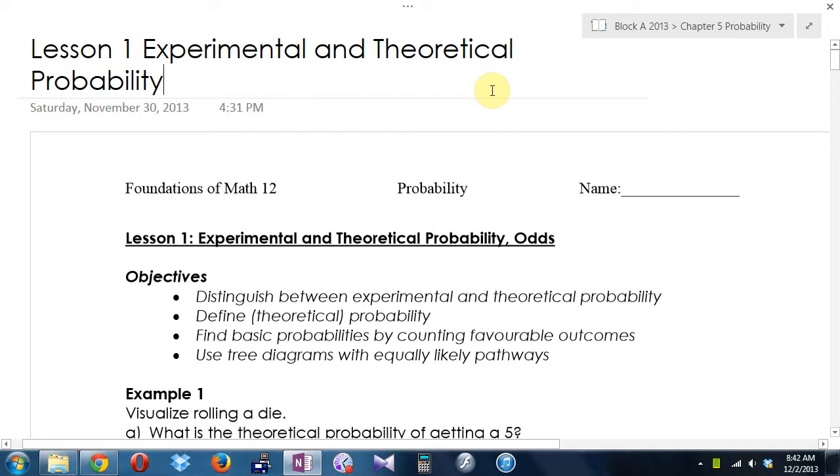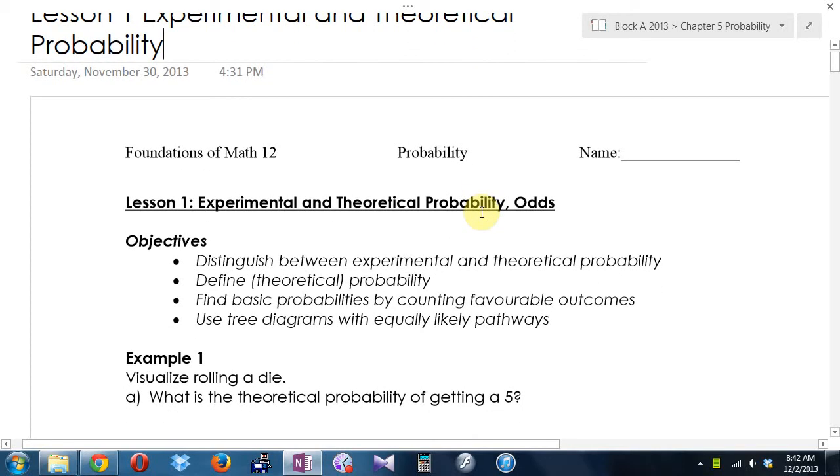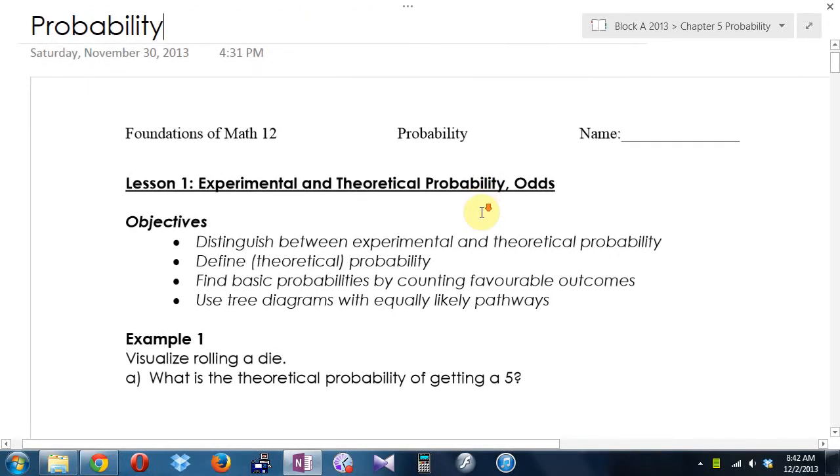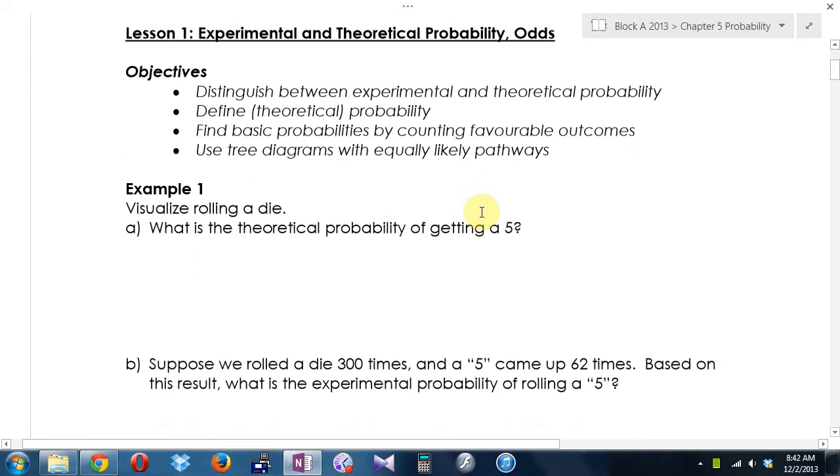Probability. So we've got a bunch of objectives here. Lesson 1, experimental and theoretical probability and odds. Let's jump right into example 1.